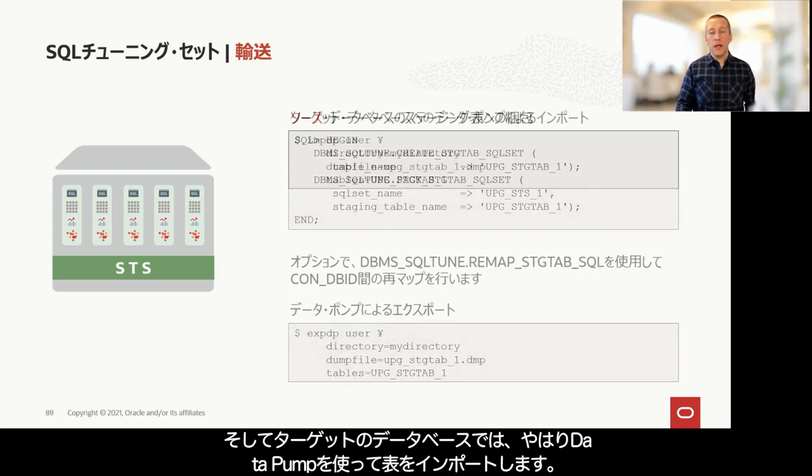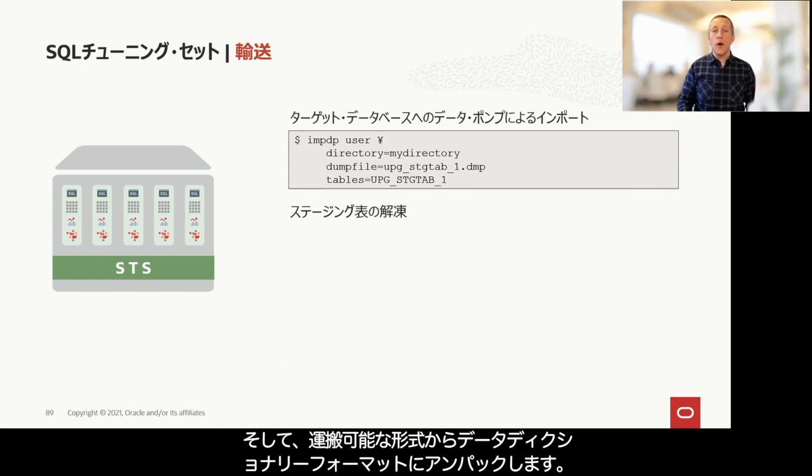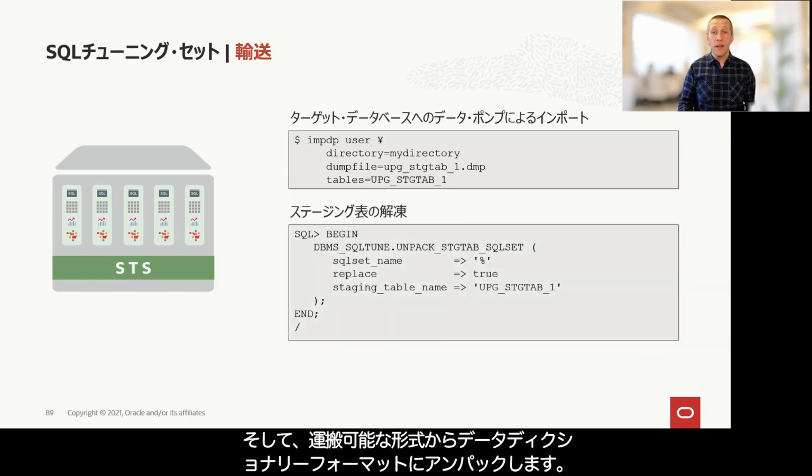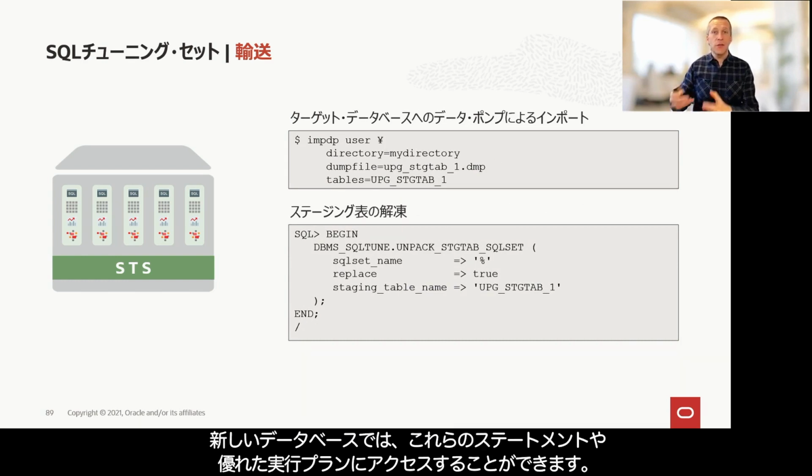Then on your target database, again, you use Data Pump to import the table, and then you unpack the transportable format into the data dictionary format. And now your SQL tuning set is in another database. Now you have access to those statements and those good execution plans in your new database.